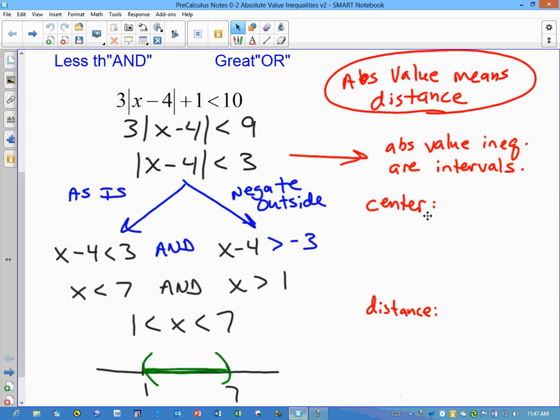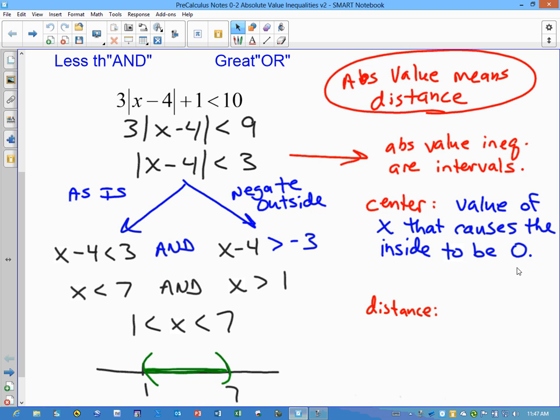The center is pretty easy to figure out because it's simply the value of x that causes the inside of the absolute value to be 0. So the center is the value of x that causes the inside to be 0. And if we look at this case, we have x minus 4, and think of it as x minus 4 equals 0. Well, if x is 4, then that would be true. So the value of x that causes the inside to be 0 is 4. So that will be our center.